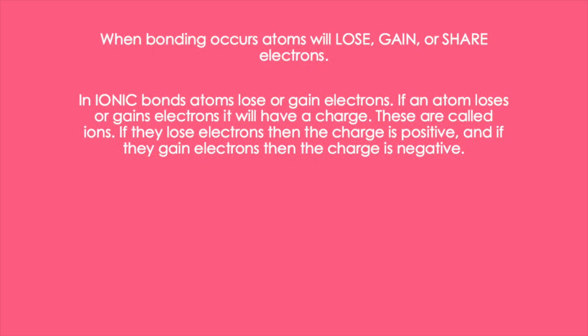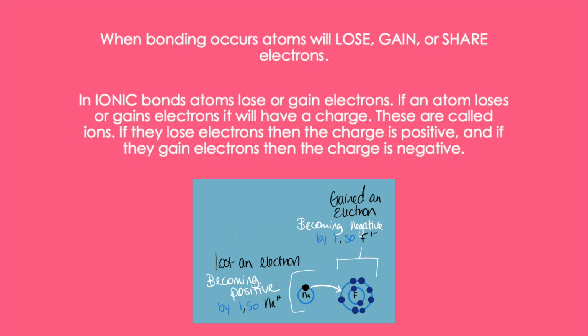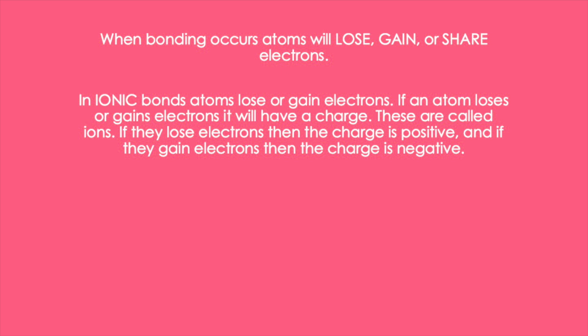When bonding occurs, atoms will lose, gain, or share electrons. In ionic bonds, atoms lose or gain electrons. If an atom loses or gains electrons, it's going to have a charge. So these are called ions. If they lose electrons, then the charge is positive. And if they gain electrons, then the charge is negative.